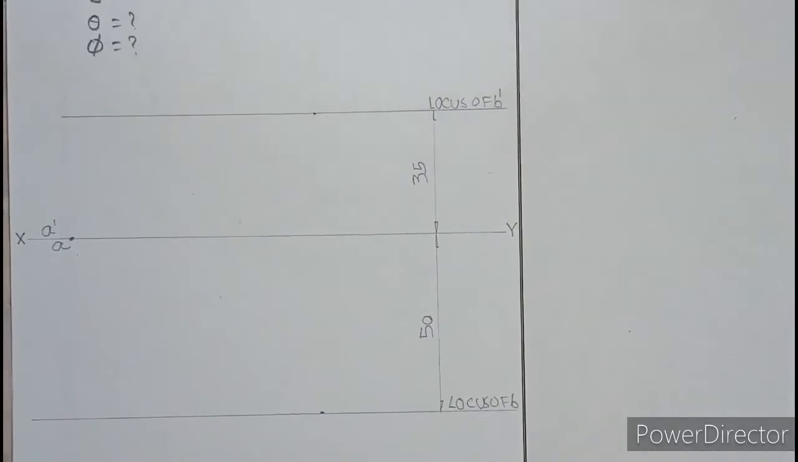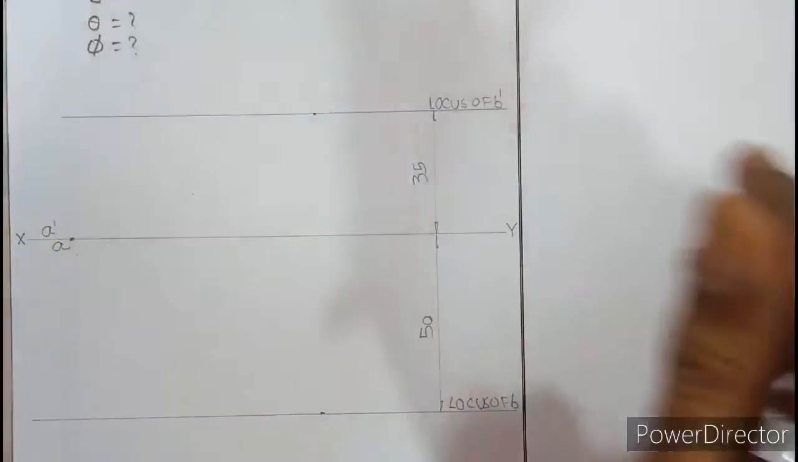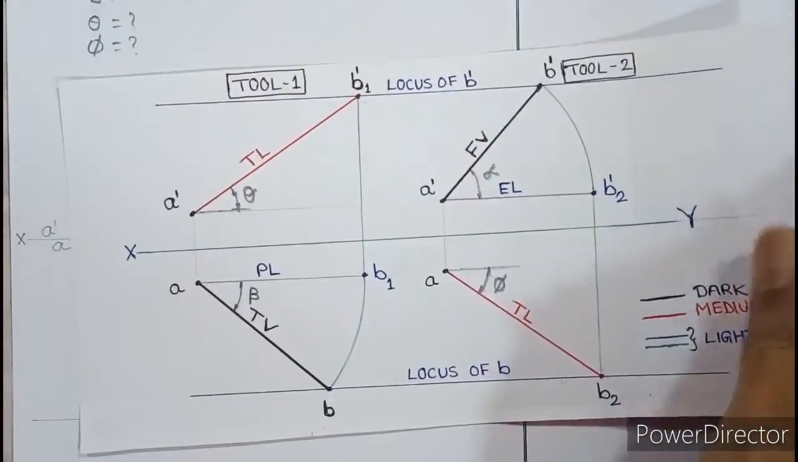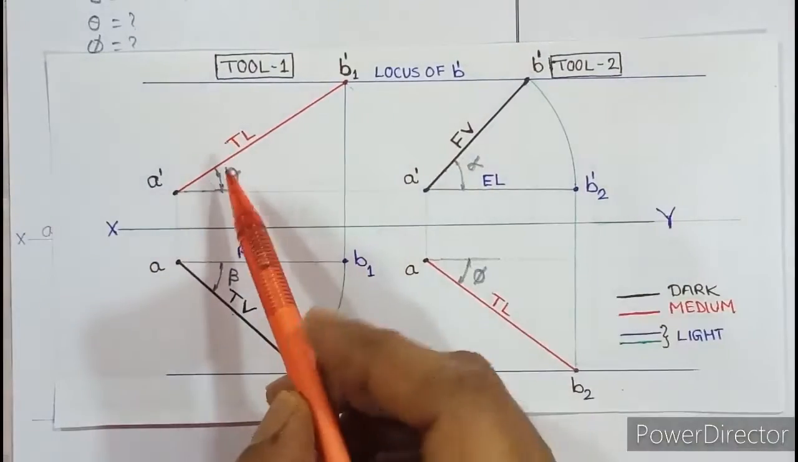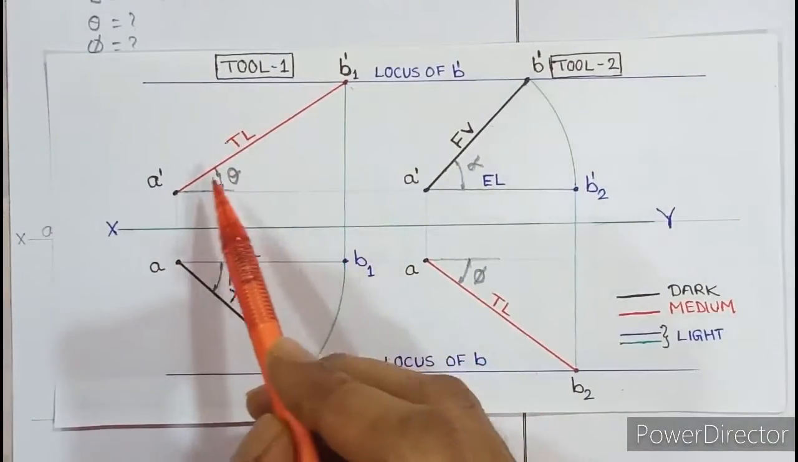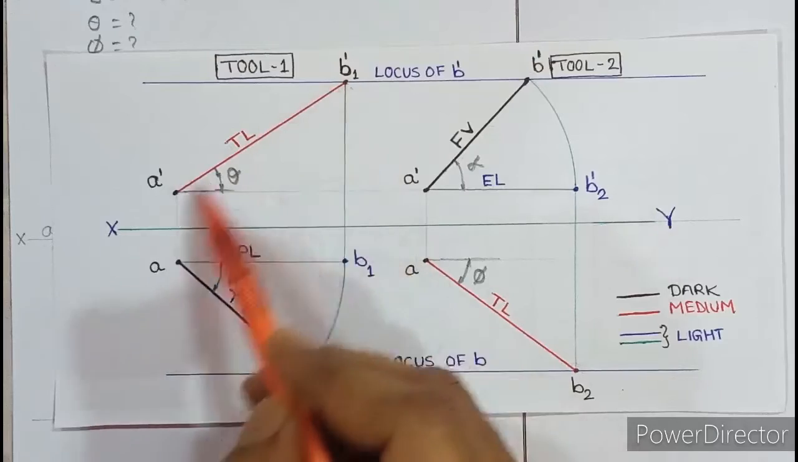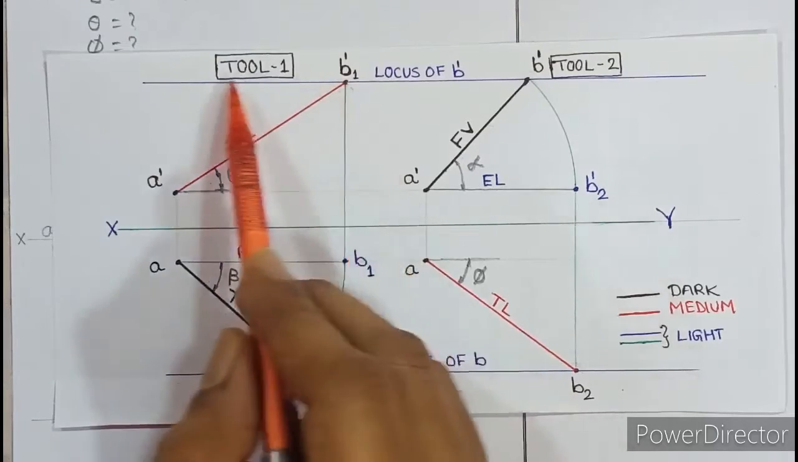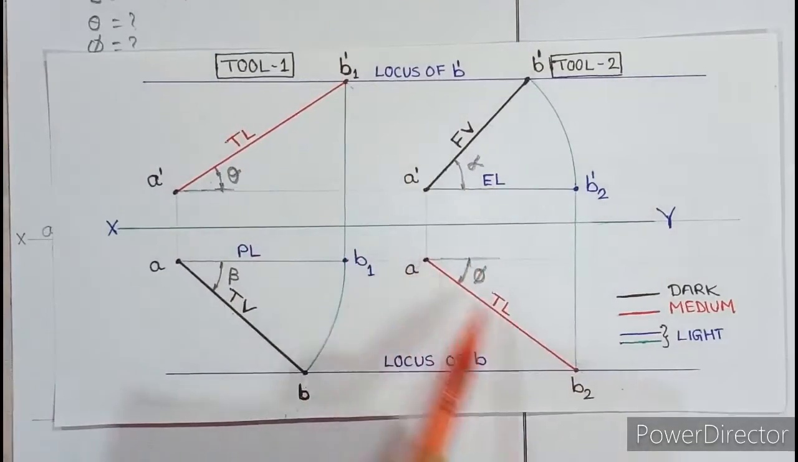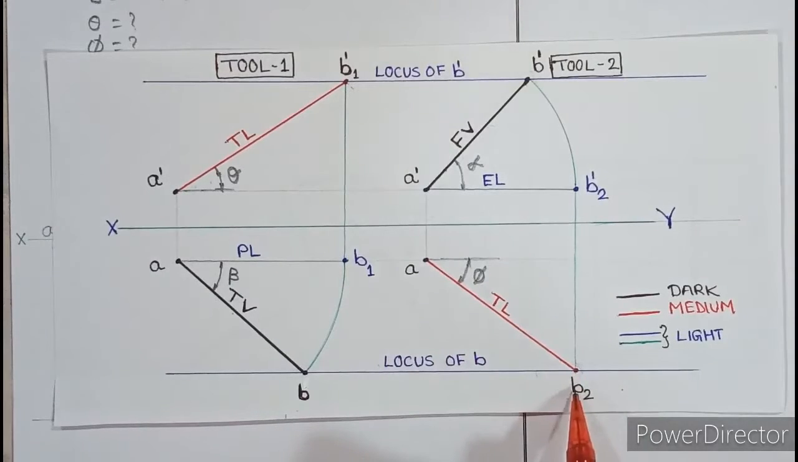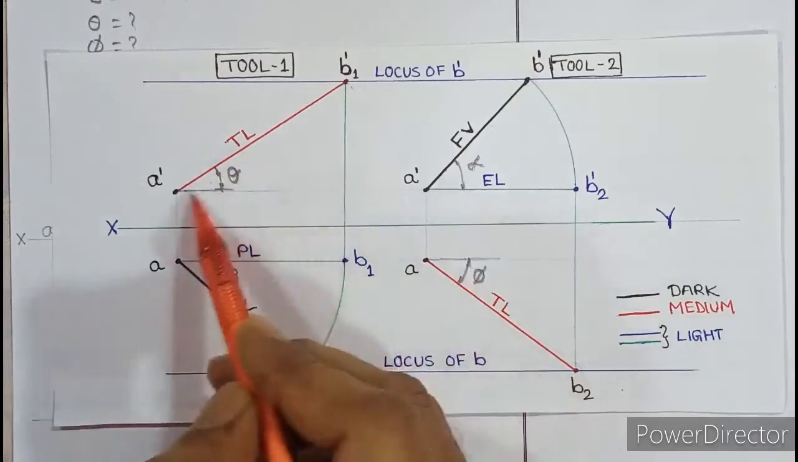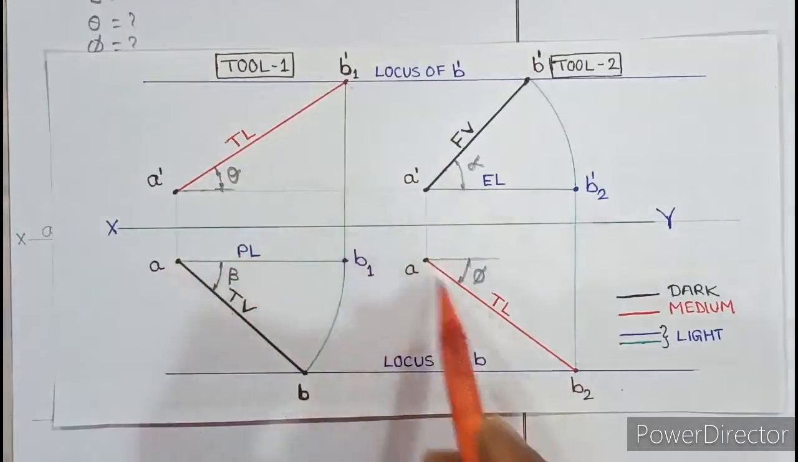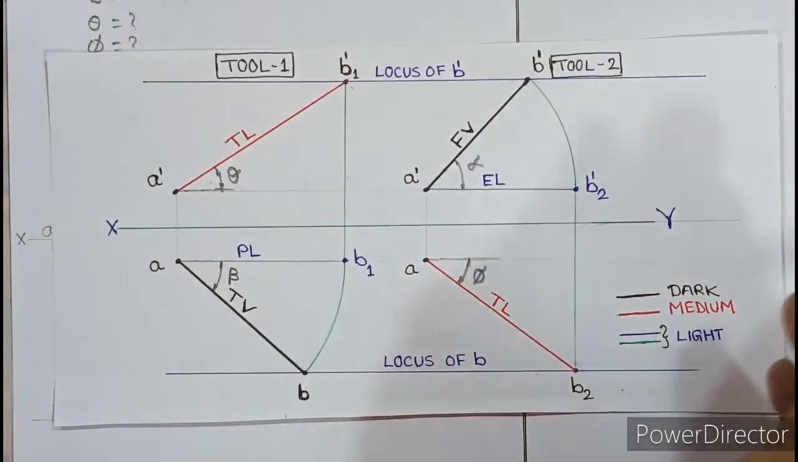Let us try to understand. So if we go back to the tools, these are the tools here. So true length is at two different positions. A dash B1 dash is the first true length, and where does B1 dash lie? On the locus of B dash. A B2 is the next true length. Where does B2 lie? On the locus of B. Both the lengths should be same. True length always remains same in both the views. So true length never changes.